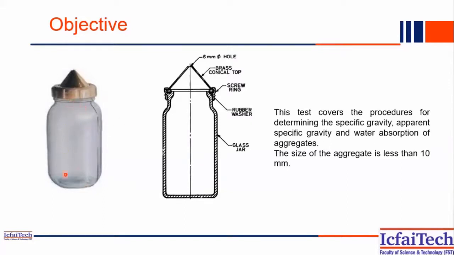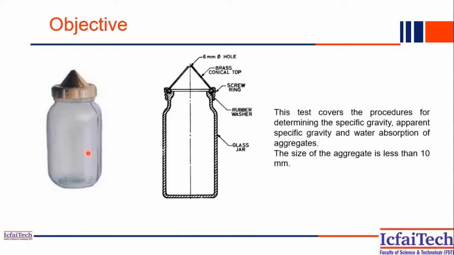You can see this type of bottles are available in our lab, and this type of bottle is called a pycnometer. It will have a different mechanism. A simple jar-type bottle will be there, where you have a holder and a conical-shaped lid. At the top, if you see, there will be a small hole, and this is the actual setup of the pycnometer.